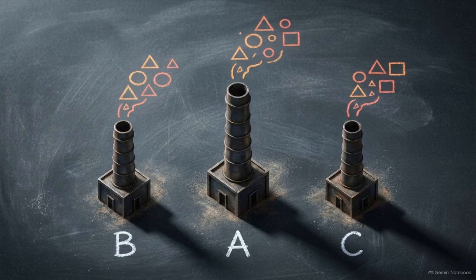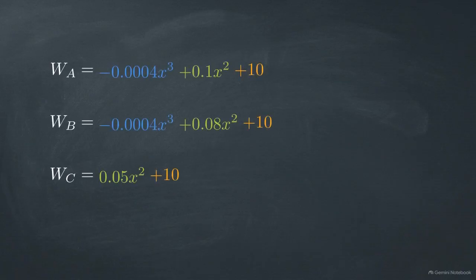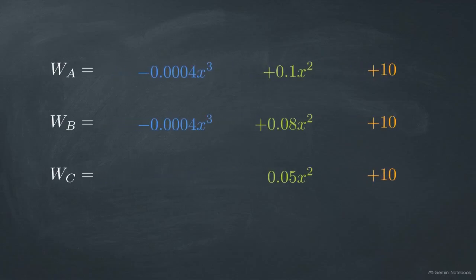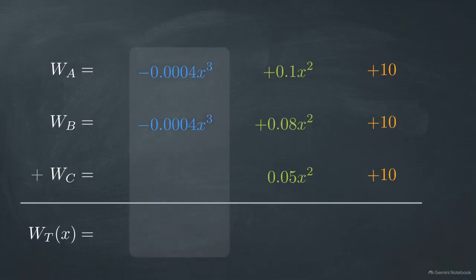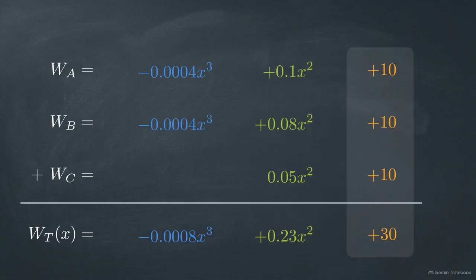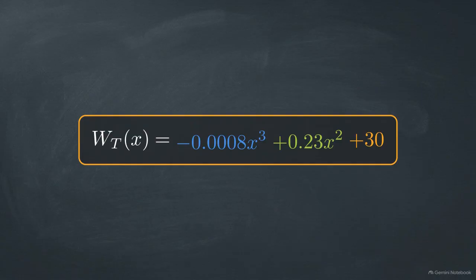In a manufacturing scenario, a company might operate 3 distinct processes, each producing industrial waste at different polynomial rates. The raw data is represented by 3 separate equations for waste processes A, B, and C. To find the systemic waste, we sum the polynomials by aligning their coefficients by degree. All x cubed terms are added together, followed by the quadratic and linear terms. This results in one unified polynomial representing the total waste output of the entire factory.